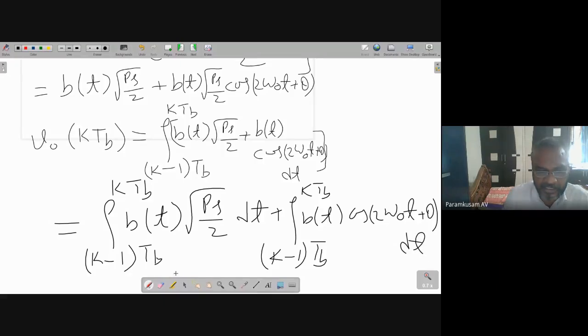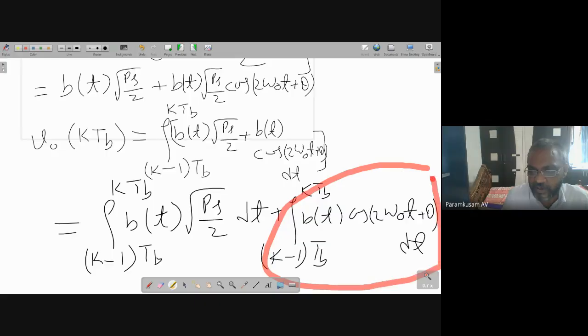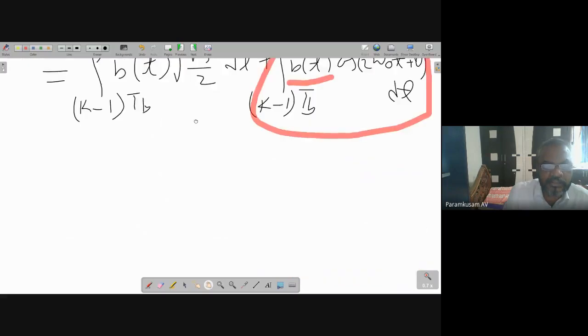and this integration becomes 0. This integration becomes 0 because b of t is equal to either plus or minus 1. We are integrating the cos signal during 1 bit interval. No? We are integrating the cos signal whether the frequency is equal to omega naught or 2 omega naught. If you try it, you will get 0. The integration of cos or sine during 1 bit interval is equal to 0. Then you will get answer like this.